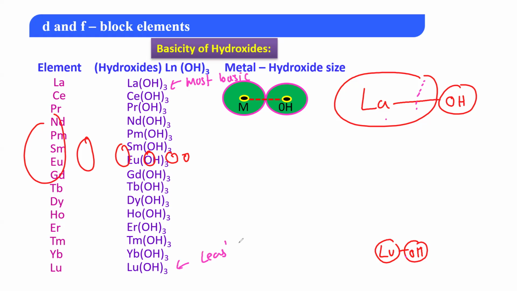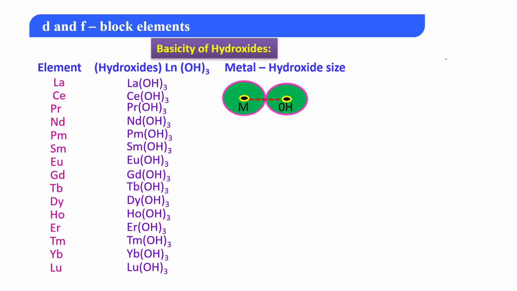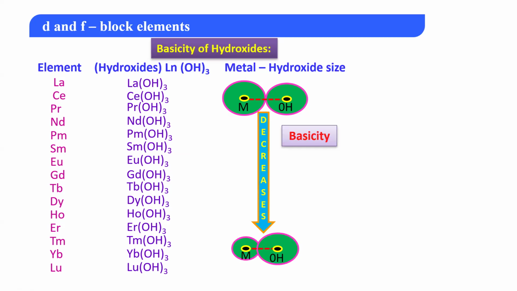So what is happening? Basicity is decreasing, or not? Look, I have given this. If you see the size, it goes on decreasing. Can you see this? The size of OH remains the same, but the size of M has become smaller, so the bond will break with difficulty.